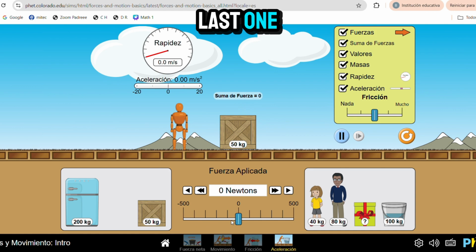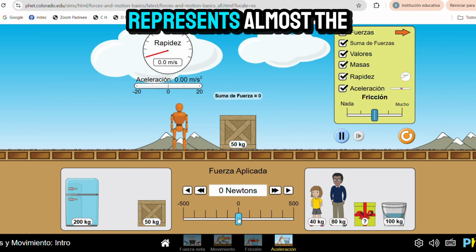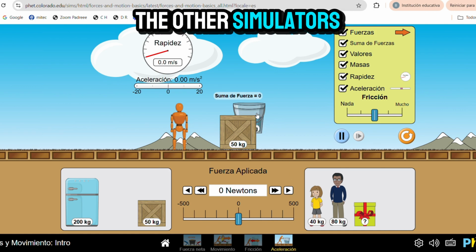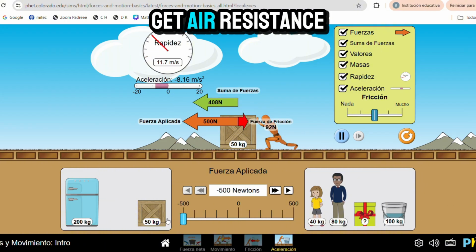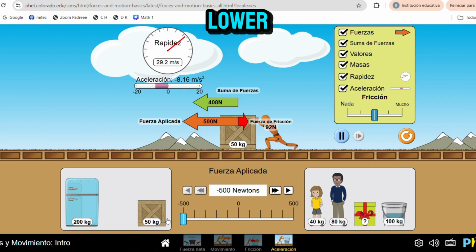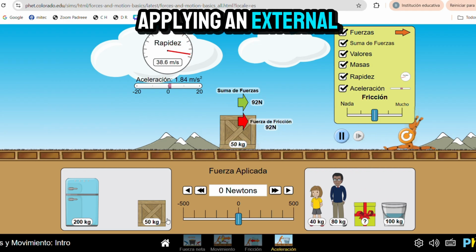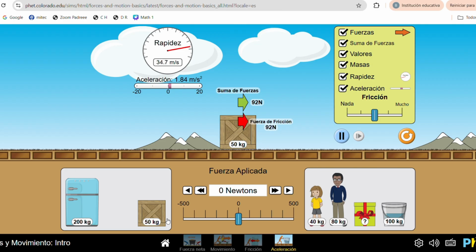The last one. This simulator represents almost the exact same as the other simulators. What changes in this case is that we finally get air resistance and acceleration gets lower as we stop applying an external force on the object.